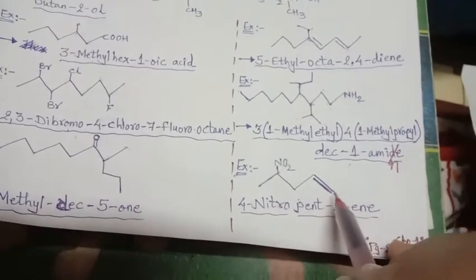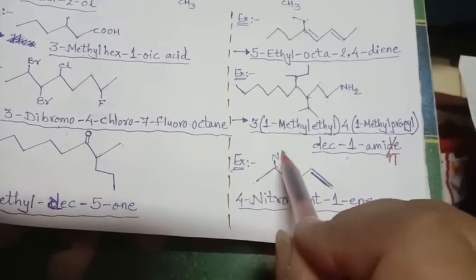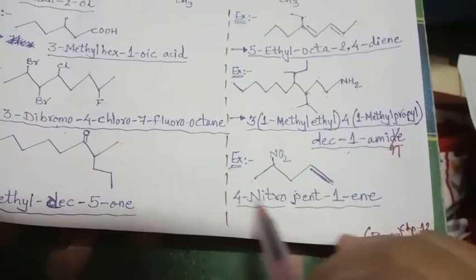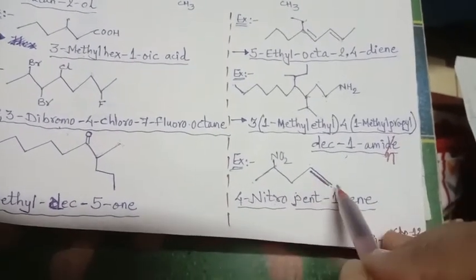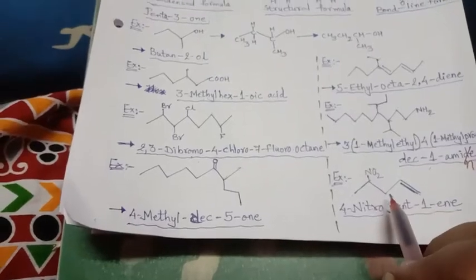And now here it is nitro group attached, which is taking prefix, and double bond is here only. So we will count from here 1, 2, 3, 4, 5. Fourth position nitro. So 4 nitro, pent, 1 ene. Right? So this is how we will give the names to the bond line structures.